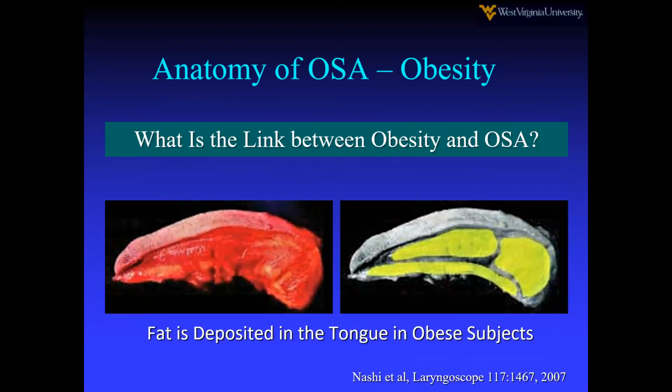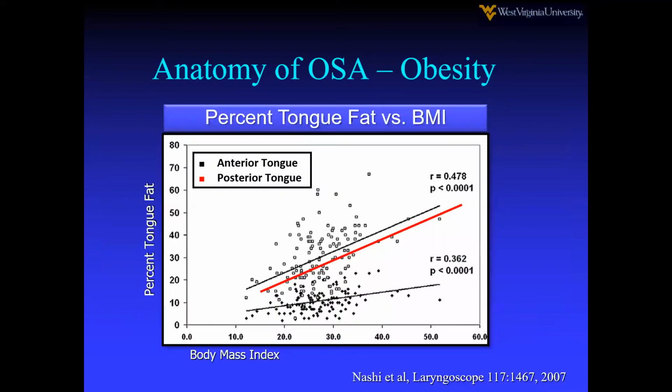There are 3 zones of fat deposition, and it was the posterior zone that put on fat the quickest as people gain weight. And I guess another way to think about it is some people may put fat on in their gut, some will put it on in their thighs, other in their butt, some in their neck, and some in their tongue. So looking at the percent fat versus BMI, you can see the red line is the posterior tongue, and the black at the bottom is the anterior tongue.